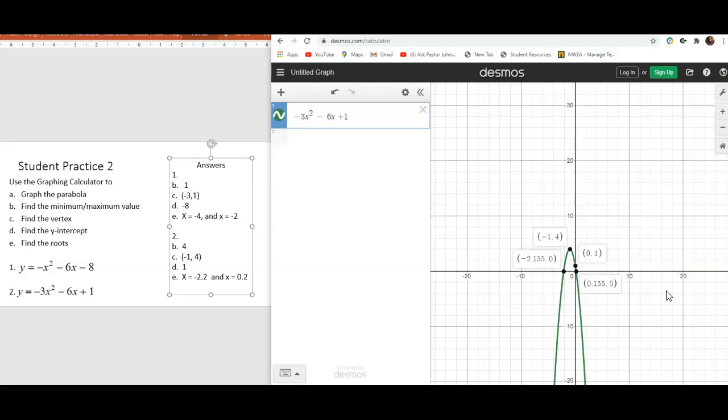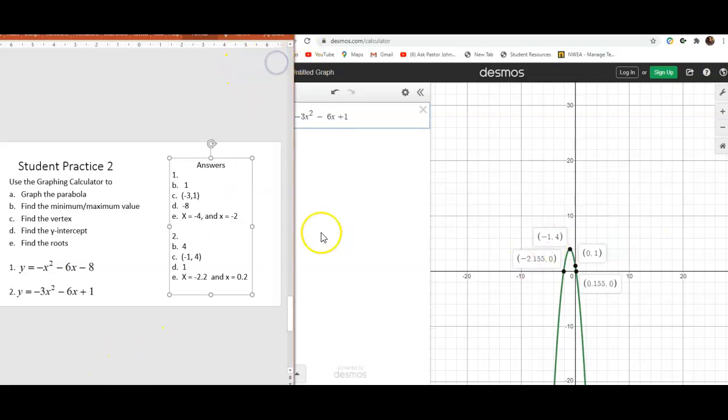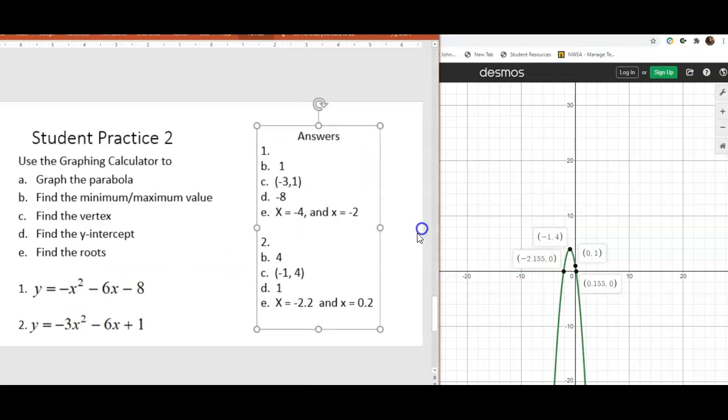And so those are your answers for how to use a technological device to do these kinds of problems. I would have preferred to have shown you guys how to do this on a graphing calculator, but we don't have access to those right now, so Desmos will have to do. Besides, Desmos is a lot easier, actually. But anyway, that is that.